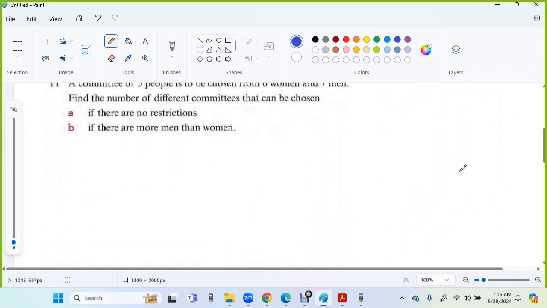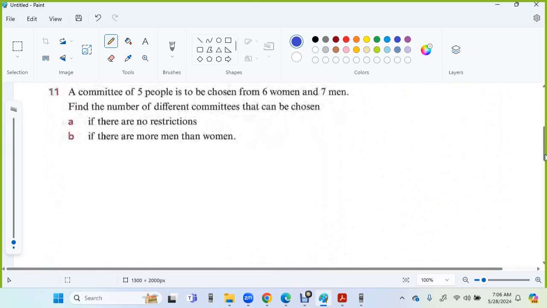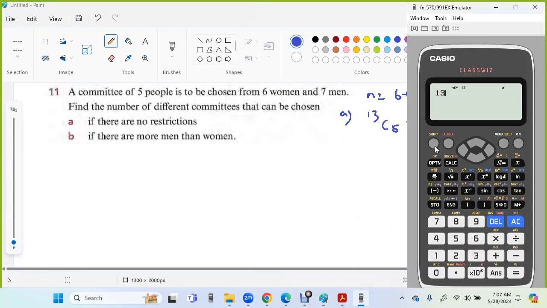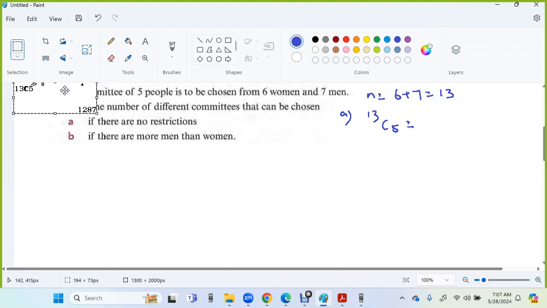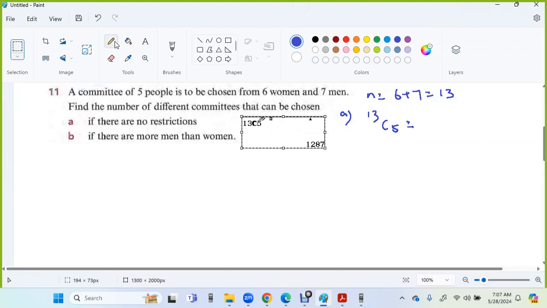Okay, next question number 11. A committee of 5 people is to be chosen from 6 women, 7 men. So we have 6 plus 7, 13. So A here, no restriction. So we have 13 choose 5. Then it will be 1287. So this is the answer.